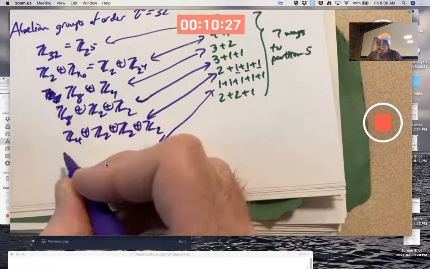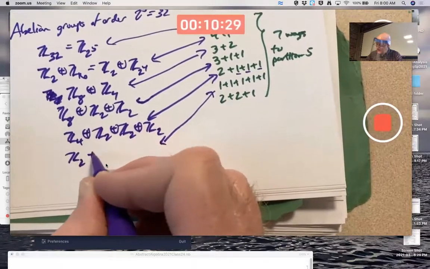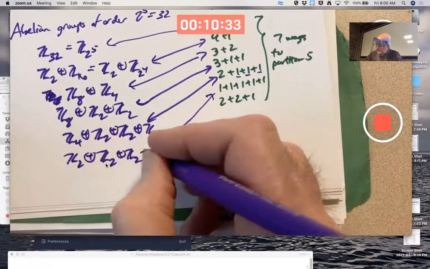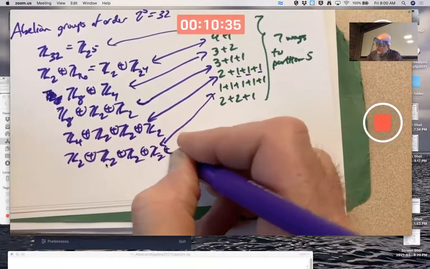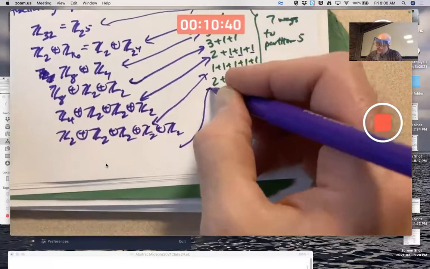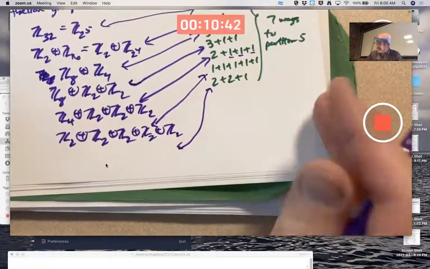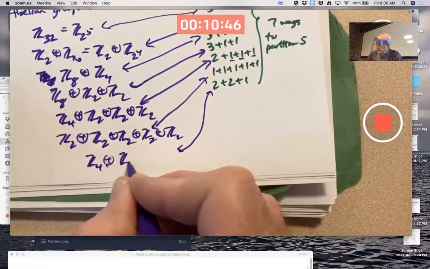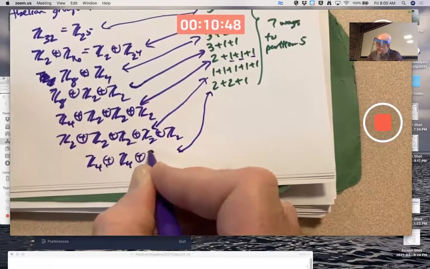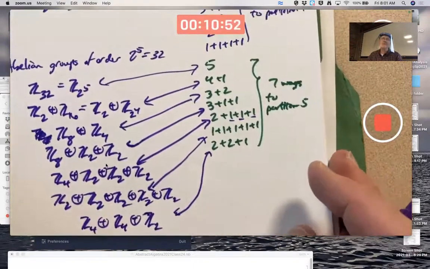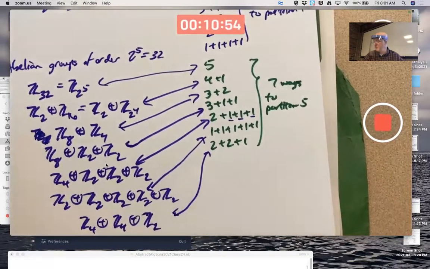This option would have 5 copies of Z2. And this last option would have 2 copies of Z4, 2 squared, and 1 copy of Z2. So altogether, there are 7 abelian groups up to isomorphism of order 32, 2 to the fifth.